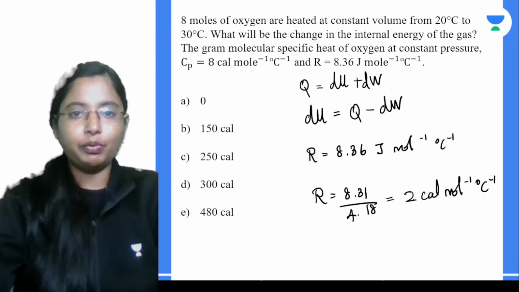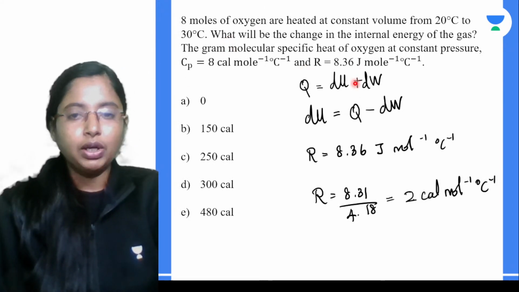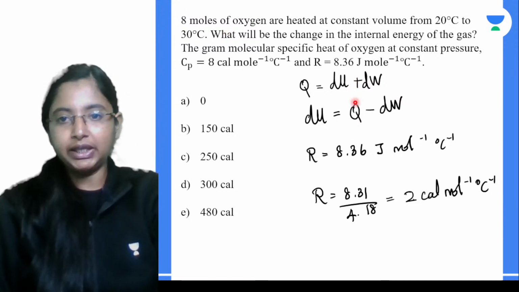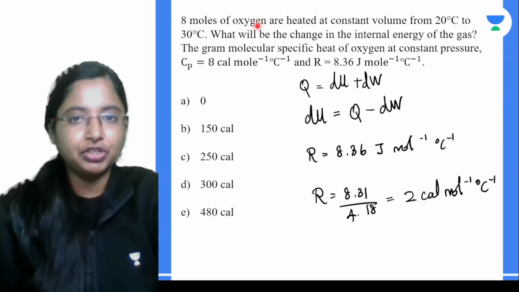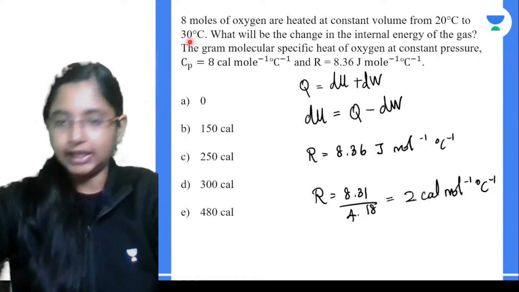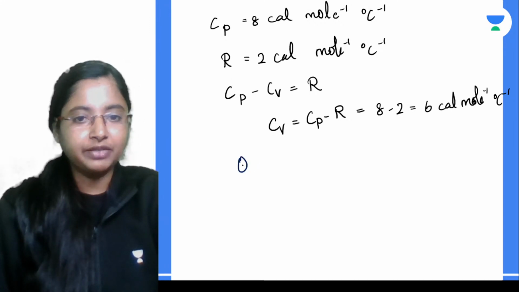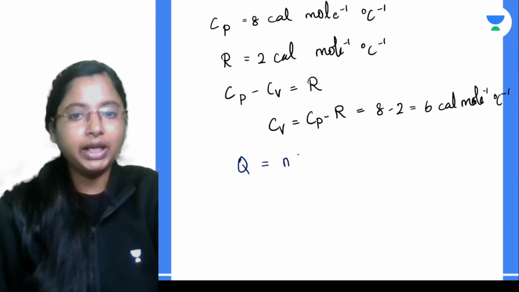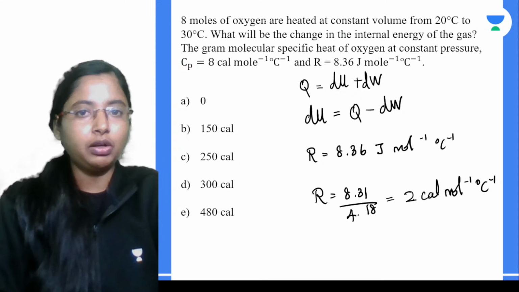Now what do we want to do? Let's go to the next part of the question. One thing we want to find is the heat. What is the heat gained by these moles of oxygen when heated from 20 degrees Celsius to 30 degrees Celsius? How would you write that? Very simple. With respect to the specific heat formula, heat gained will be the number of moles into the heat gain of this particular oxygen.